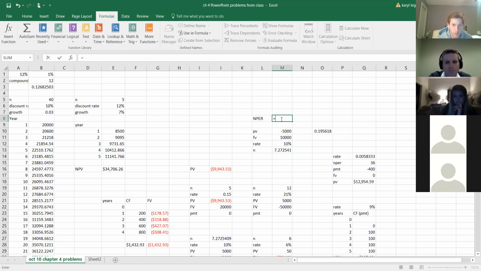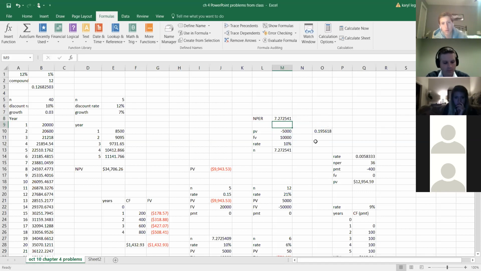So the formula is equals NPER parentheses, and now it wants the rate first, and then it wants the payment. I didn't put a payment number here, so you can just put in a 0. It wants the present value. You have to have the opposite signs for the present value and future values. Future value, and then the type again. We are assuming it's at the end of the period, so we don't have to put in a type. That's the default, and it gets to about 7.3 years.